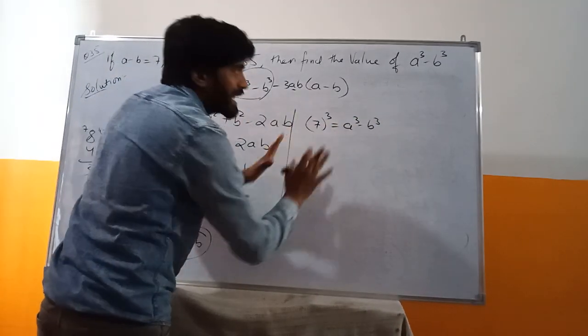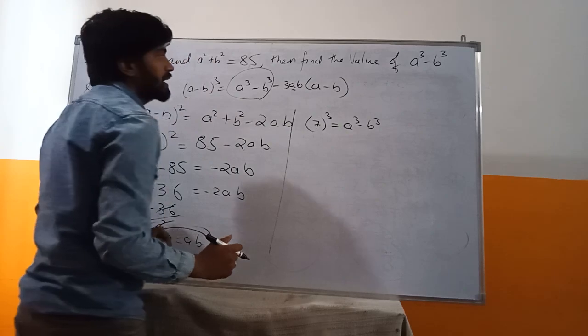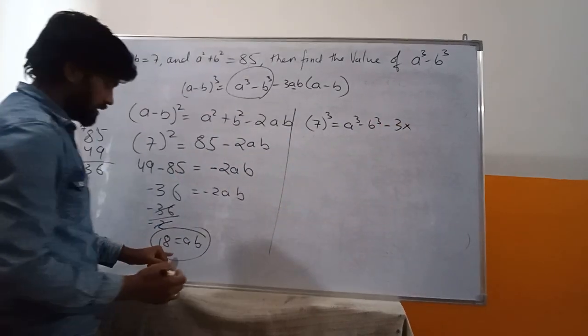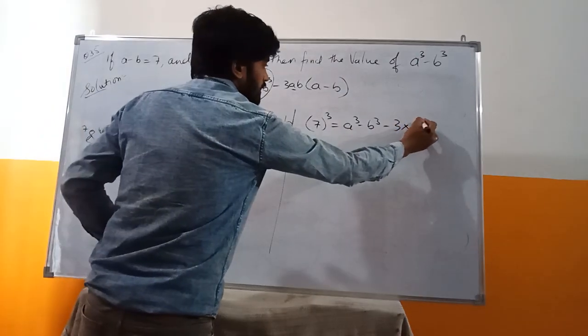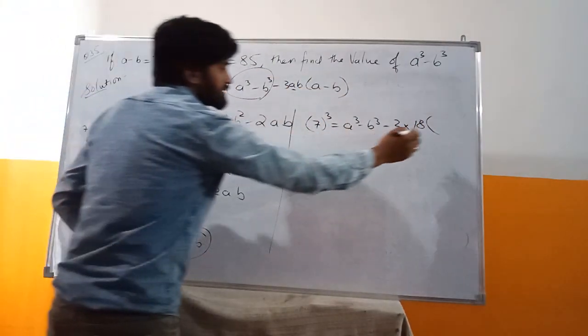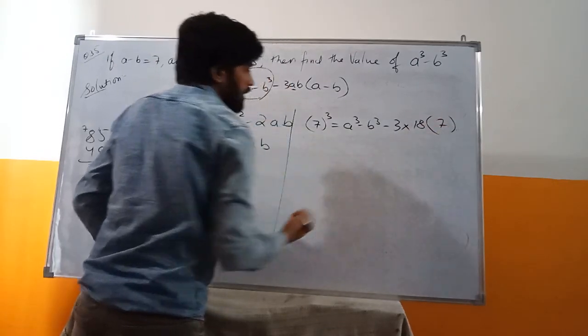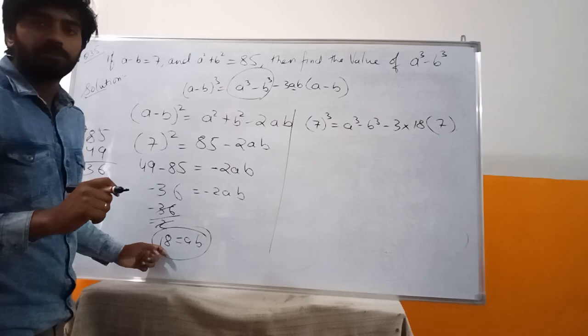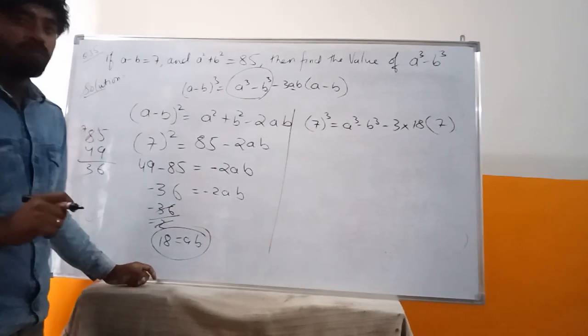I have to leave it like this because I have to find the value of that. And then minus 3 into, what is ab? ab is 18. And then inside the bracket what's written? a minus b. The a minus b value is 7. Okay, so 7 into 7 into 7, what will I be getting?